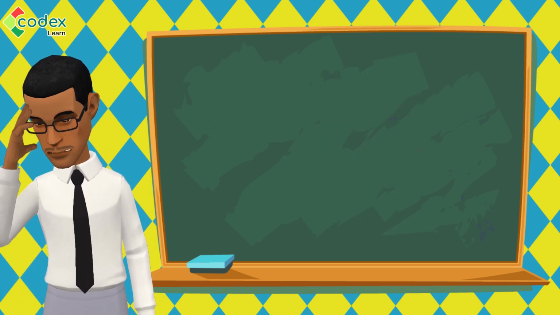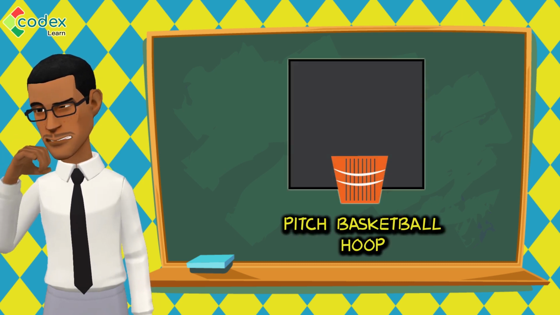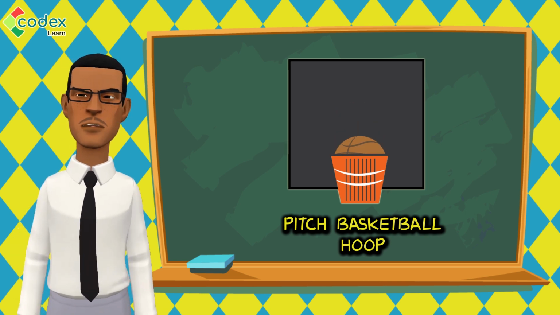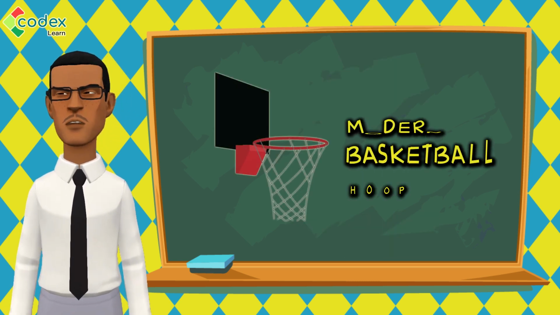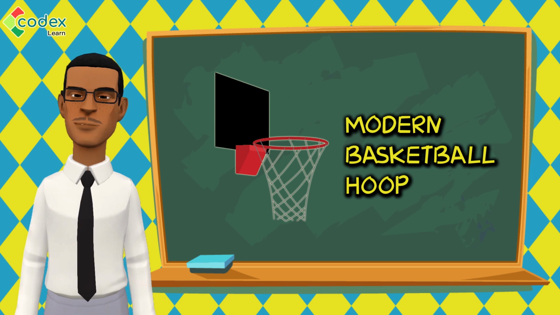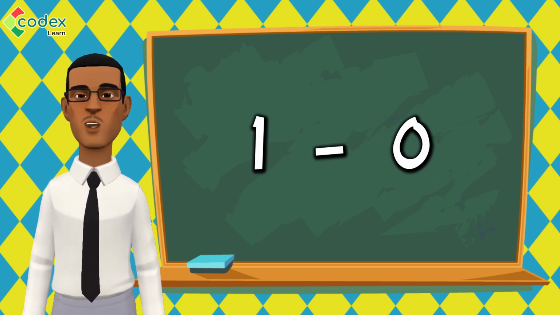Unlike modern basketball hoops, the bottom of the pitch basket was still there. So after a point was scored, somebody had to get the ball out of the basket with a long stick. After a while, people made a hole at the bottom of the basket so the ball could go through more easily. The score of the first game of basketball ever played was 1-0.